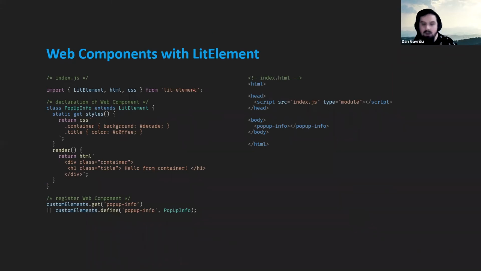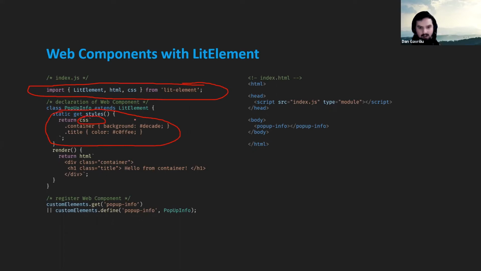In this example, we're using also ES6 to import some elements from this library called LitElement. We define a JavaScript class called popupinfo, which extends LitElement. We define a way of returning styles using something really interesting that is a little bit new. And the same goes for the HTML as well. So these are template literals, and they help a lot with simplifying the syntax for defining CSS like this or HTML.